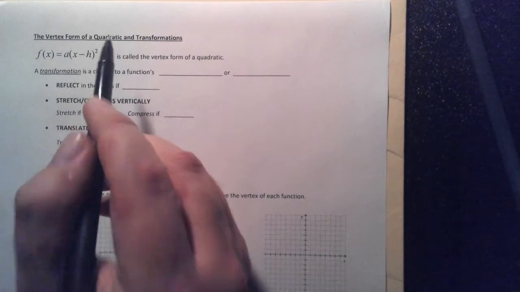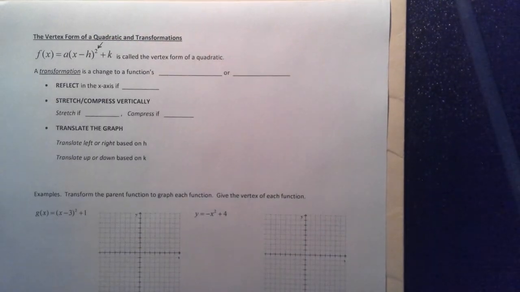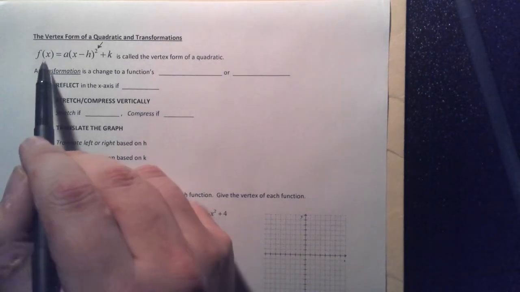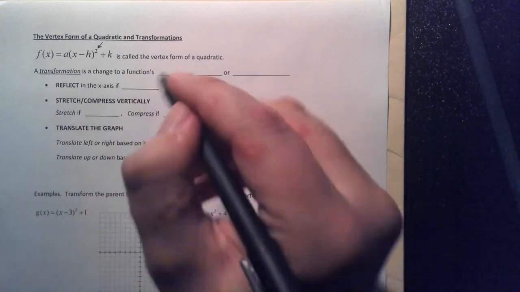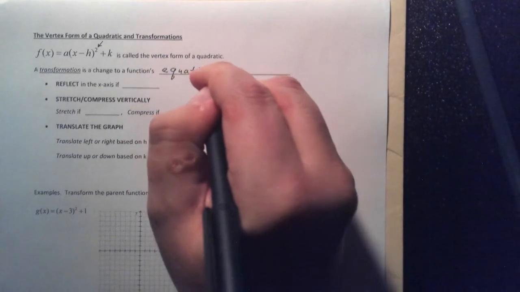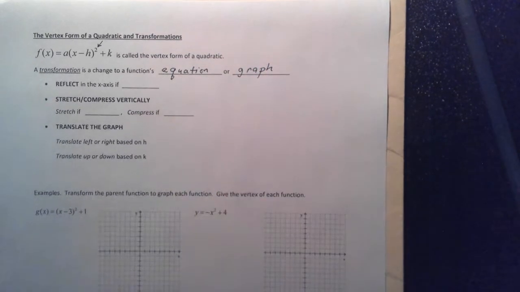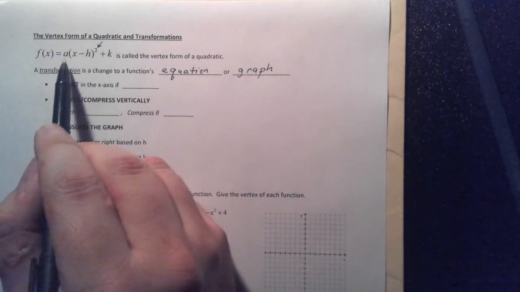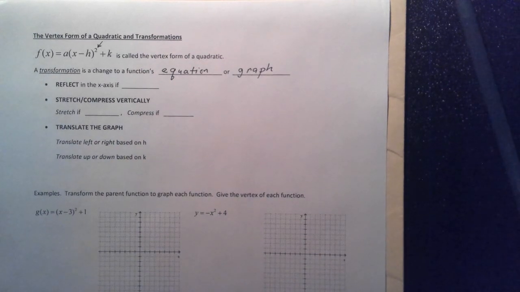This is the vertex form of a quadratic. I know it's a quadratic because of this square. This form of this function allows us to identify transformations very easily. A transformation is a change to a function's equation, and then by consequence, its graph. Each of these little numbers, if they're not 0, will represent some sort of transformation.